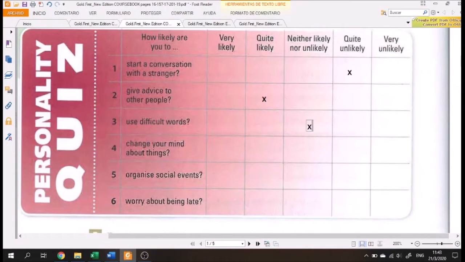How likely are you to change your mind about things? Difficult one. I would like to say the one in the middle, but I have to be honest with myself. It's difficult to make me change my mind. I am very stubborn. How likely are you to organize social events? I like having people over at home. I don't know if that's a social event, but having people over, I like it.